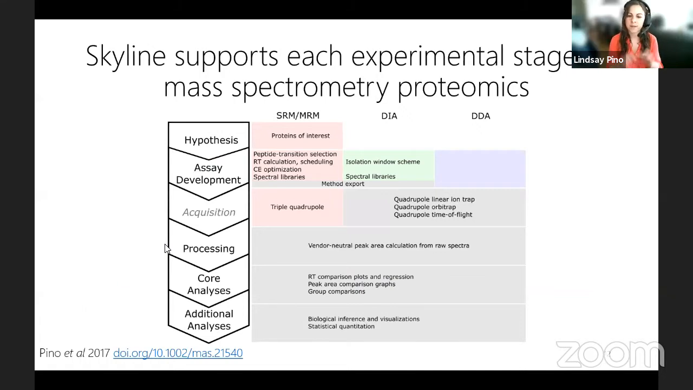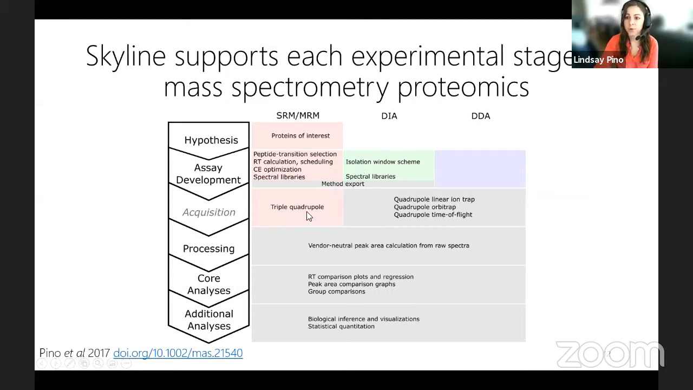But just to show you the overview, the big picture forest, so to say, Skyline supports each one of the steps in this experiment. So when we start an experiment with a hypothesis, Skyline can be used to help build which proteins of interest you might want to develop your assay for. During assay development, Skyline has several features that are going to help you optimize this method, including things like retention time calculation. For DIA later, Brian is going to touch on a couple of the features that Skyline is going to be able to help you with.